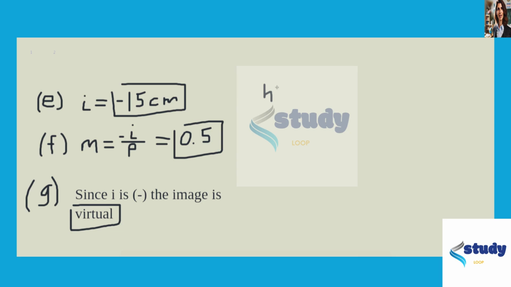Part H wants to know if the image that is formed is upright or inverted, and we just have to look at the sign of the value for the magnification. Since M is positive, the image is upright, or non-inverted, but we'll just say upright. It's the same thing. We can box in our solution for H.